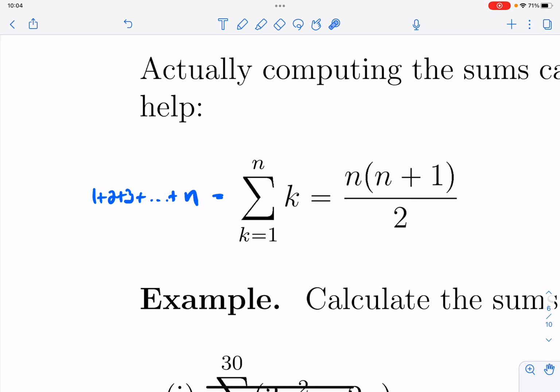This could be useful if, for example, this n value is like 55. You're not going to take out a calculator and go 1 plus 2 plus 3 plus 4 plus 5 all the way up to 55.